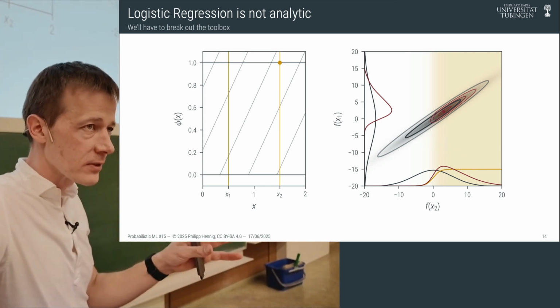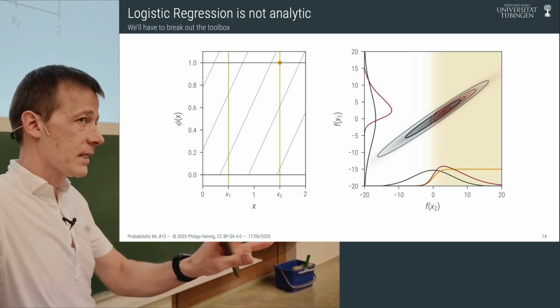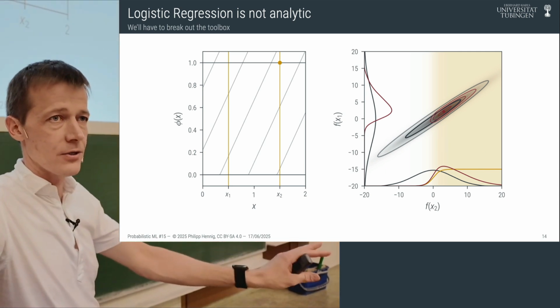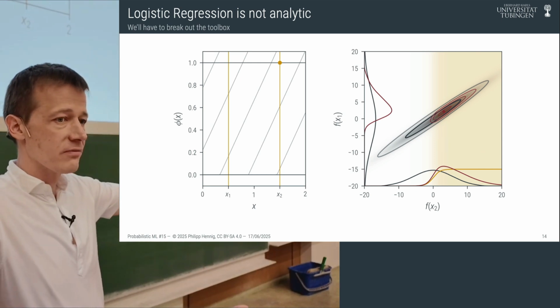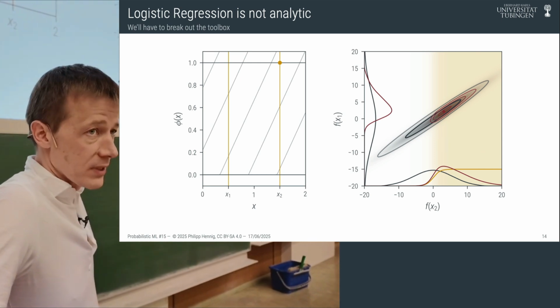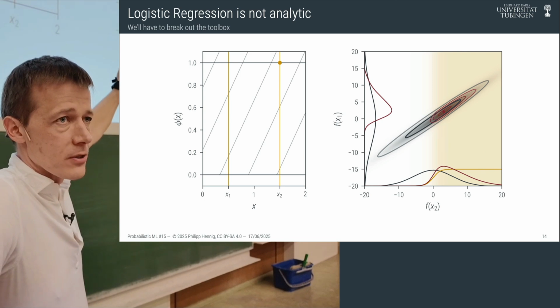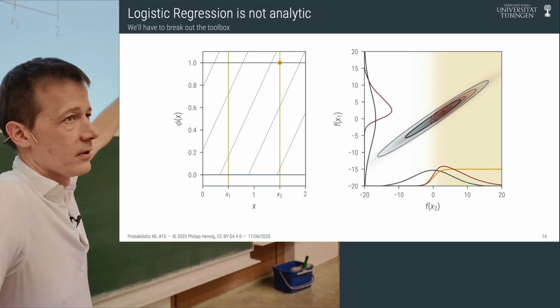So the point of this plot is to show that the product between a Gaussian and a logistic is not a Gaussian. That's the main thing here. And in 2D, for two different function values, I can plot the posterior distribution. That's the red line. That is the posterior distribution, this red contour plot.